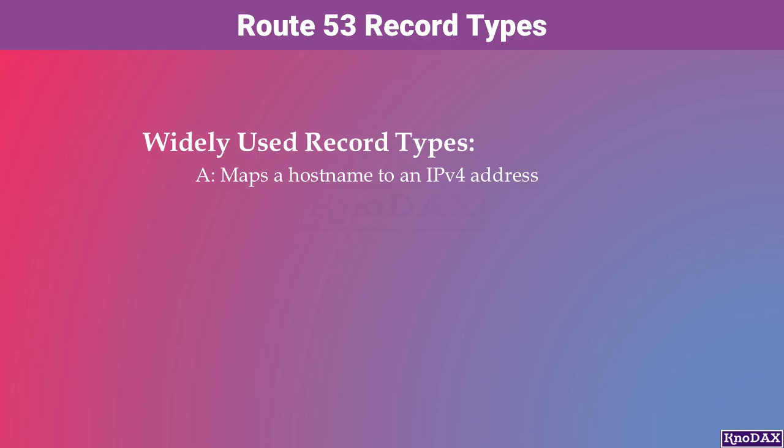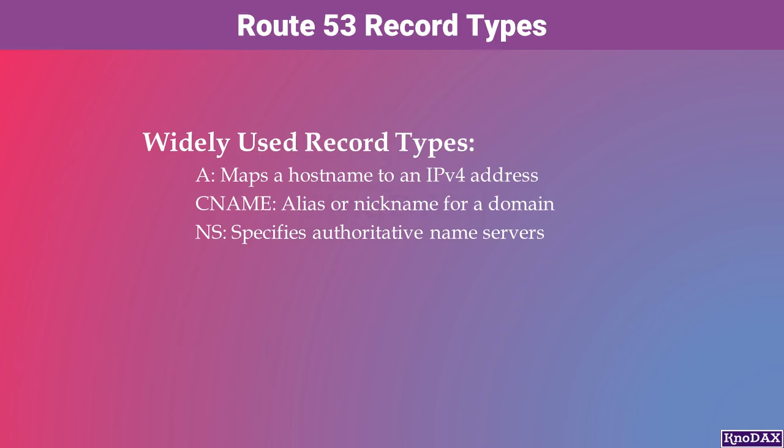First, we have the widely used record types. A records, which map a host name to an IPv4 address. CNAME records, used for creating aliases or nicknames for a domain. NS records, which specify the authoritative name servers for your domain. A name server is a part of DNS that contains records that point a domain name to a certain server. For example, ns-276.awsdns-27.com is one of Route 53's name servers.